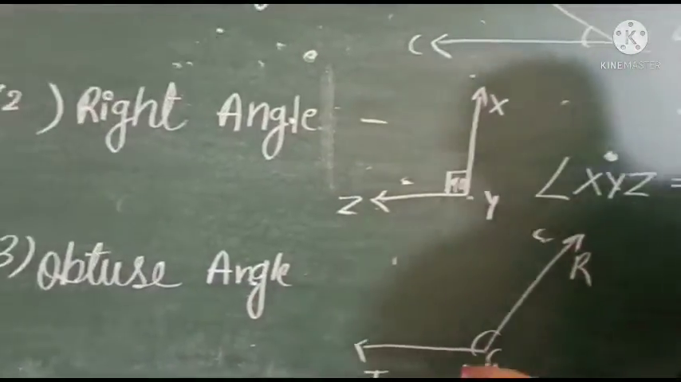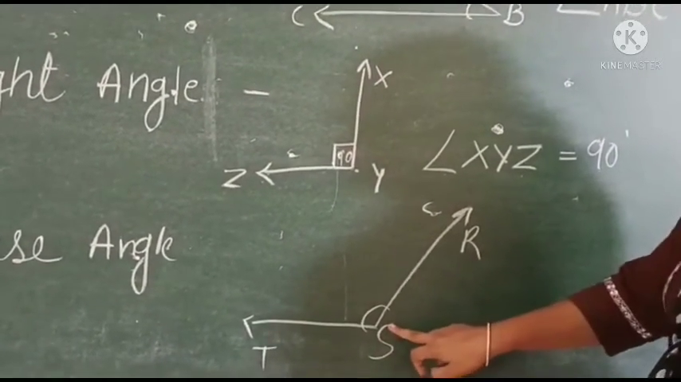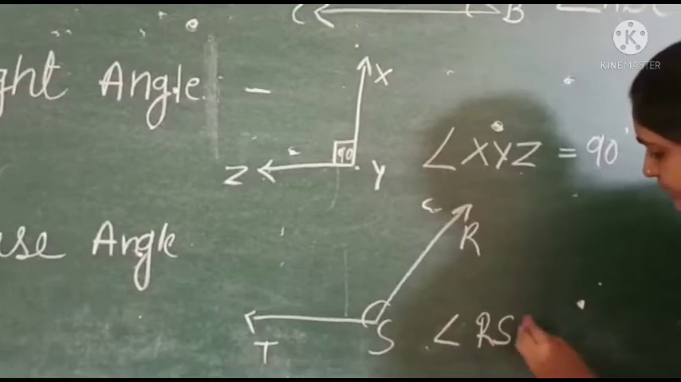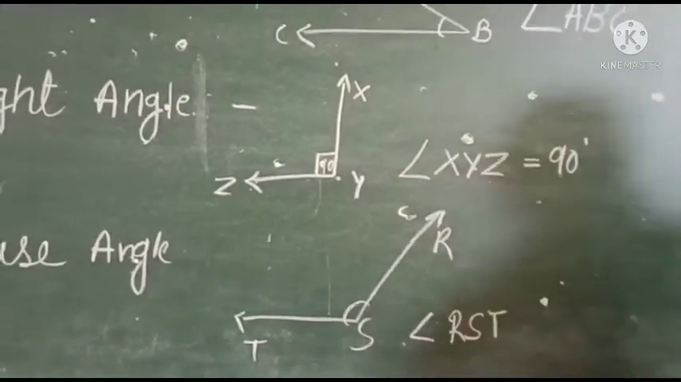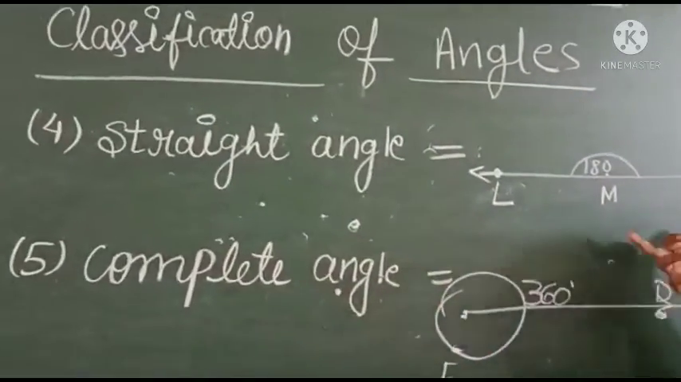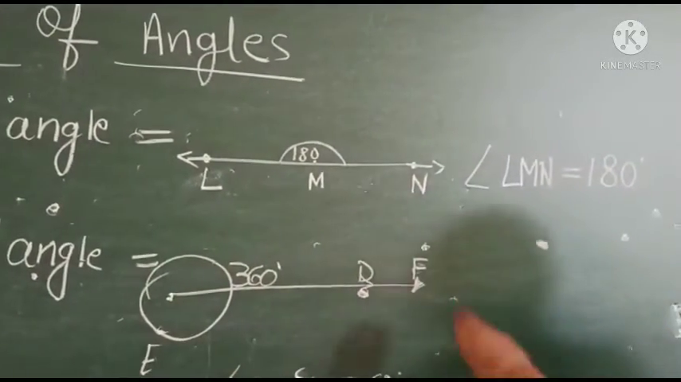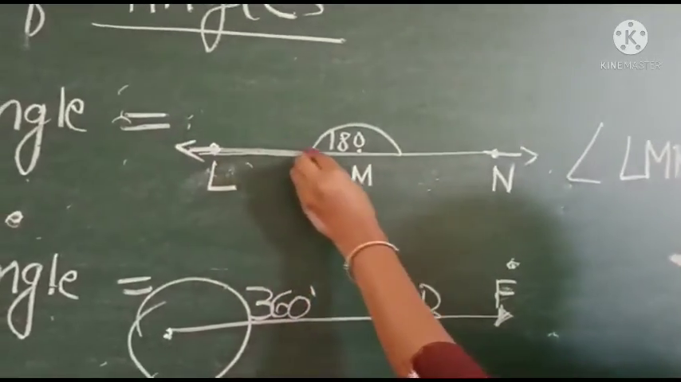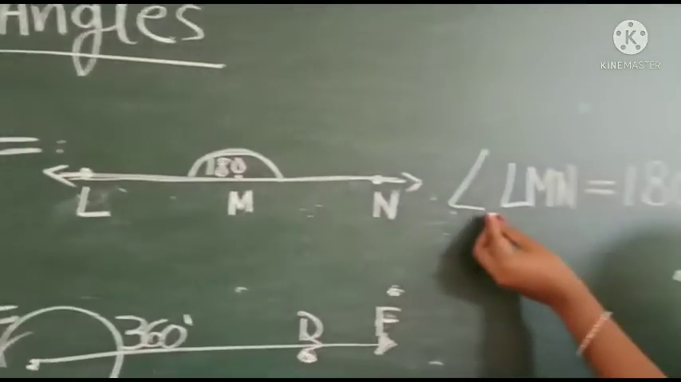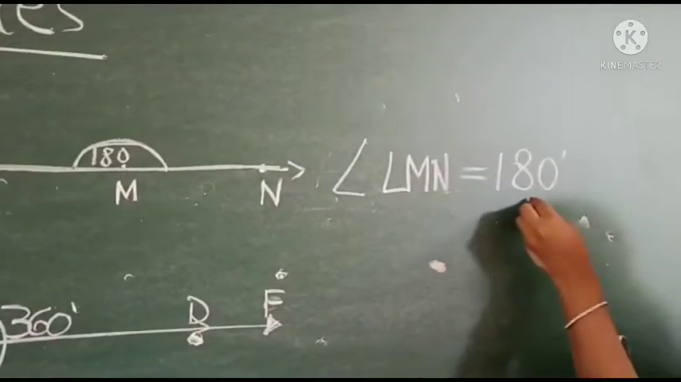Obtuse angle. An angle which is greater than 90 degrees and less than 180 degrees is known as an obtuse angle. Angle RST is an obtuse angle. Next, straight angle. An angle which measures 180 degrees is known as a straight angle. See here, a straight line, which measures 180 degrees. Angle LNM equals 180.